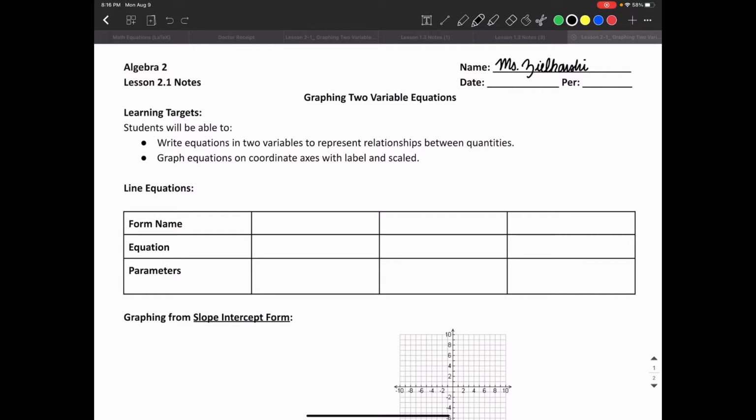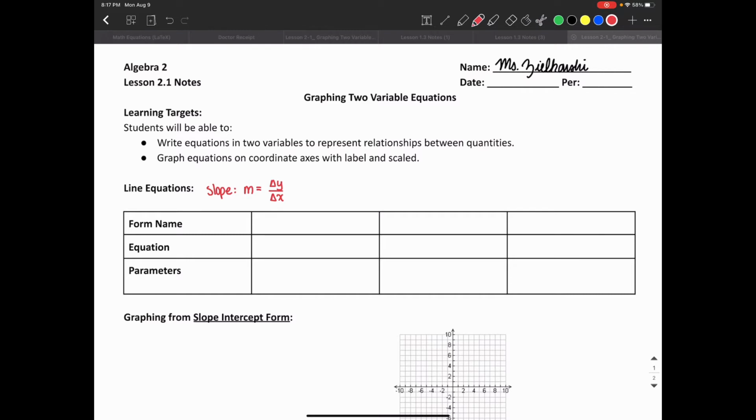For line equations, one super important thing that you need from Algebra 1 is to know how to find the slope, or what the slope means. The slope for a line, we use m to represent it, and it is just the change in y over the change in x. Something super important that you need to know. That's the constant rate of change.